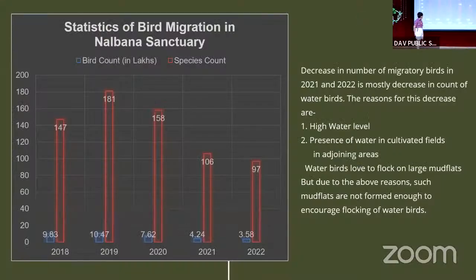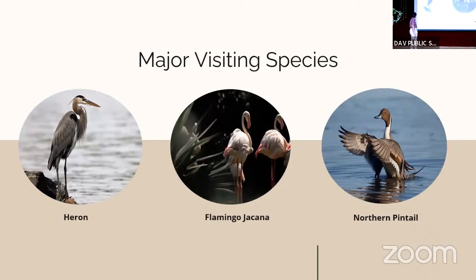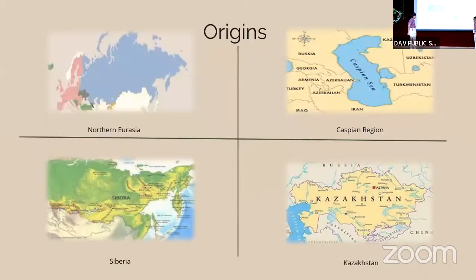In this graph, as we see, in 2021 and 2022, there is a drastic decrease in the bird and species count, mainly of water birds, because water birds love muddy areas, and because of high water level, there are not enough mud flats left to support large amounts of water birds. White-tailed sea eagle, greylag goose, purple moorhen, heron, flamingo, jacana, northern pintail. All of these birds come from all over the world, like Northern Eurasia, Caspian region, Siberia, and Kazakhstan.